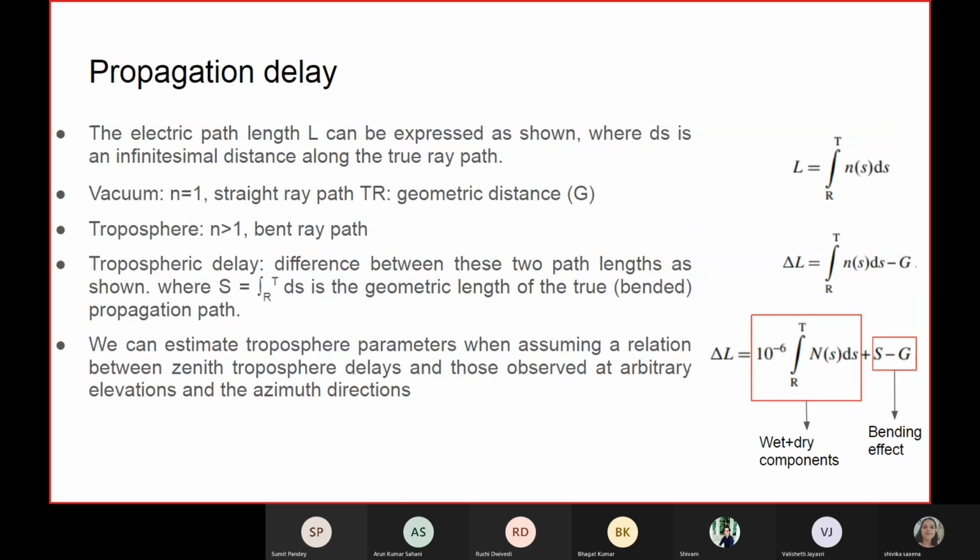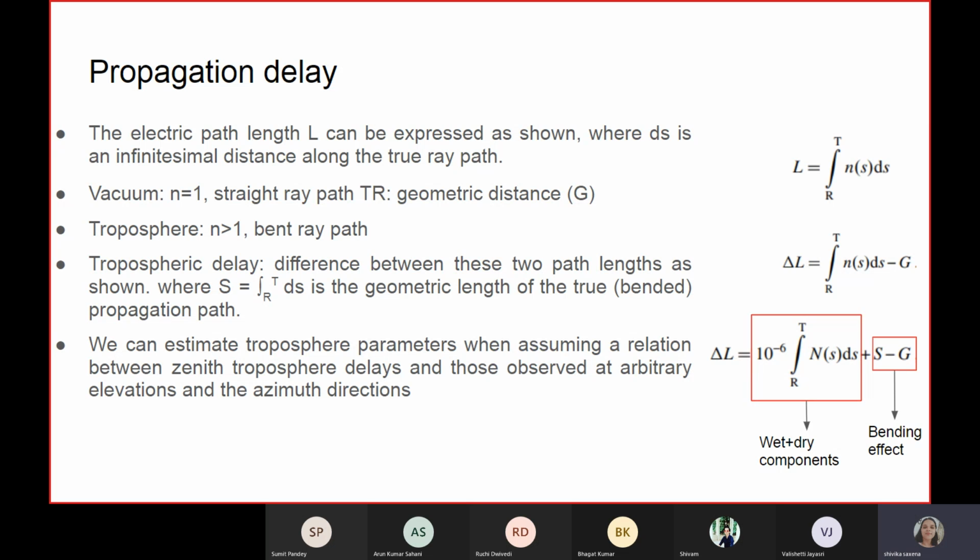Okay. Here when you substitute this, you will get an integral from R to T, integral of ds. That is small distance along the true ray path. This has been integrated from the receiver to the satellite. This is known as capital S, and this is the geometric length of the true propagation path. Okay. So since that plus 1 has come inside this equation, that plus 1 will give us this integral from R to T ds, and this will result in capital S. So you understand how this capital S is coming.